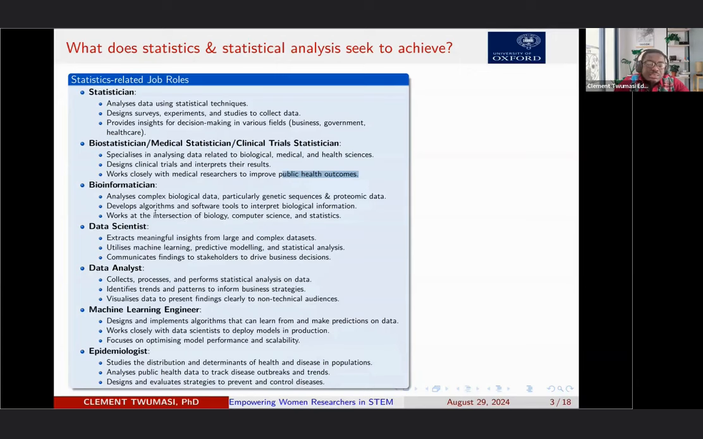And the role is an intersection between biology, sometimes computer science, because there is a lot of programming in there, and statistics. And then as we all know, we've probably heard of data scientists.